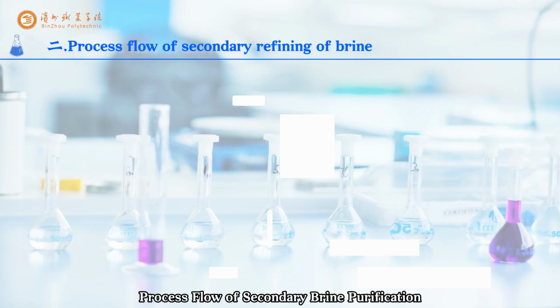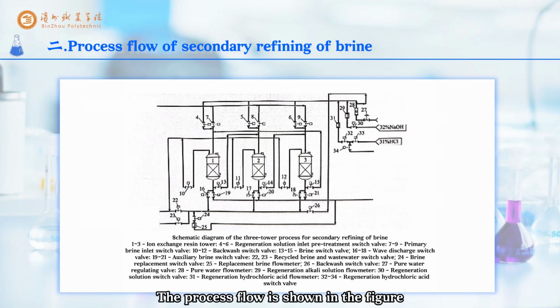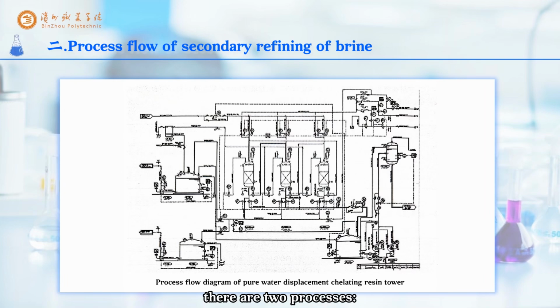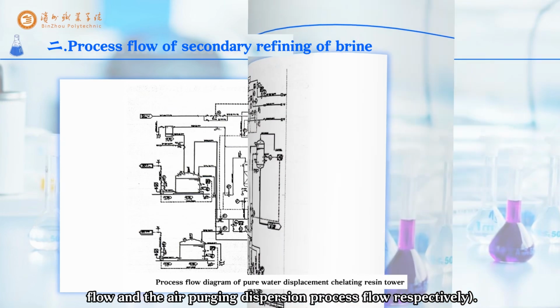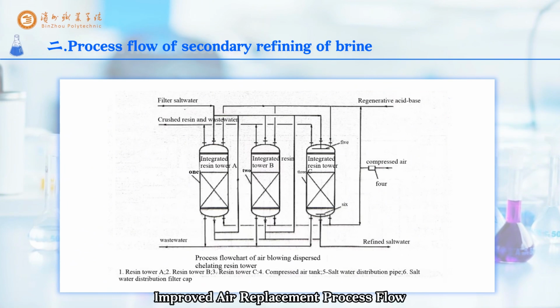2. Process flow of secondary brine purification. 1. 3-tower process flow of secondary brine purification. The process flow is shown in the figure. In a typical flow, there are 2 processes: the pure water replacement process and the air purging dispersion process. The diagrams show the pure water replacement process flow and the air purging dispersion process flow respectively. Improved air replacement process flow.